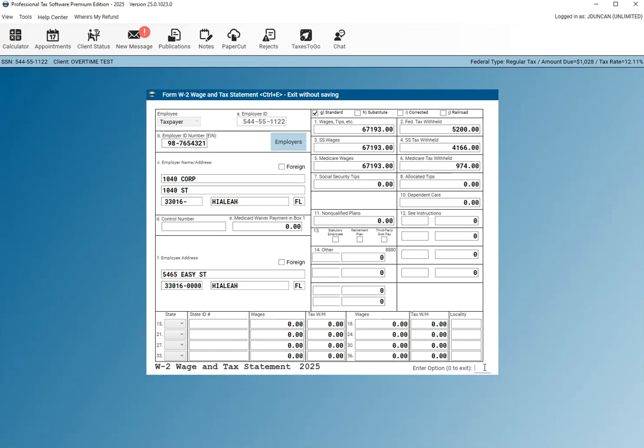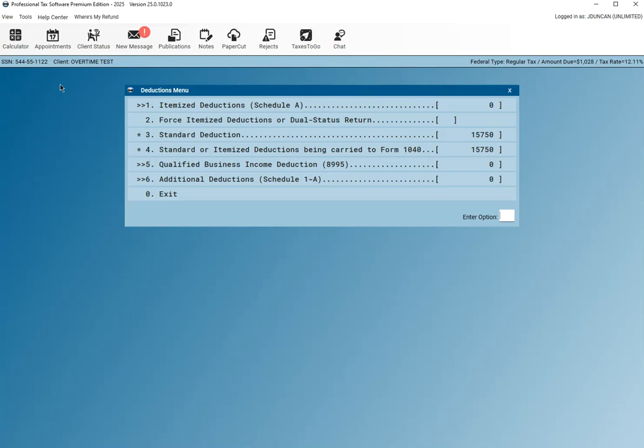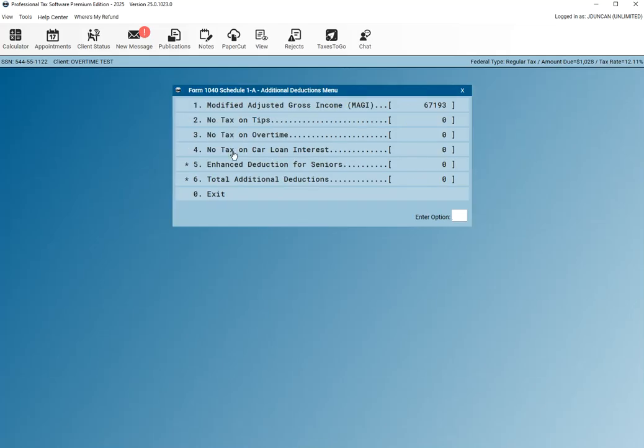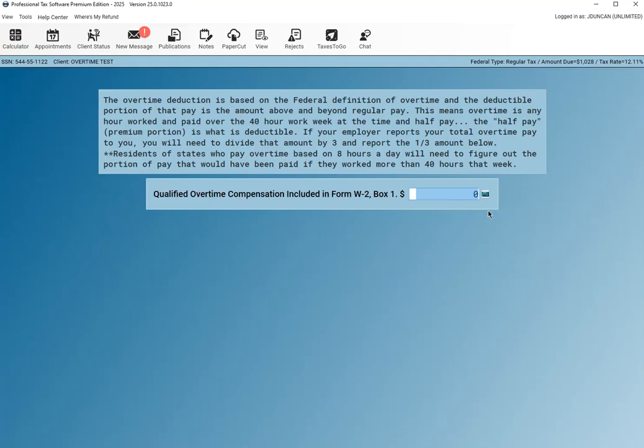Now, where do we enter that 3,421 that's deductible? Well, we go to our deductions. We go to our additional deductions, Schedule 1A. We go to no tax on overtime, and then we put in qualified overtime compensation included on Form W2 Box 1. The amount, not the total amount, the premium amount. So the 3,421.